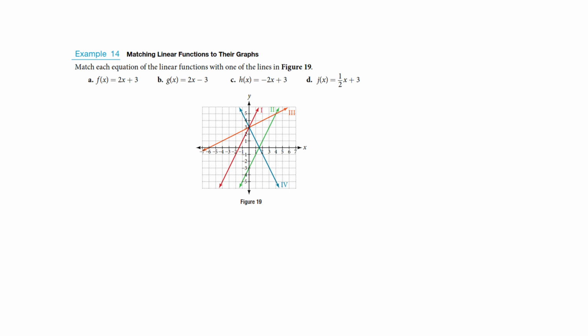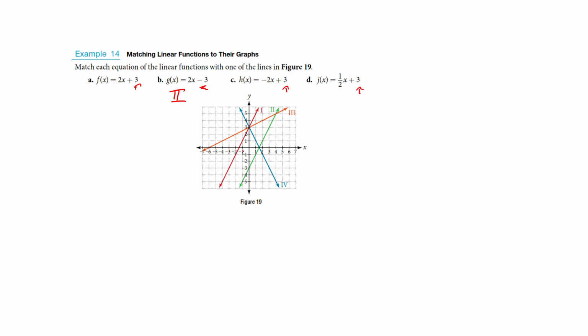Okay, so they want us to just match some lines here. First of all, let's just do some identifying. 3 of these lines have a y-intercept of 3. They hit at 3. This is the only one that doesn't. This green line here is going through -3. So B has to be that green line, which is number 2.